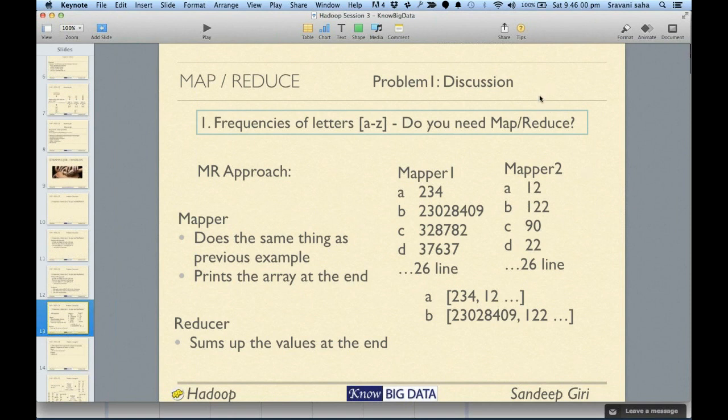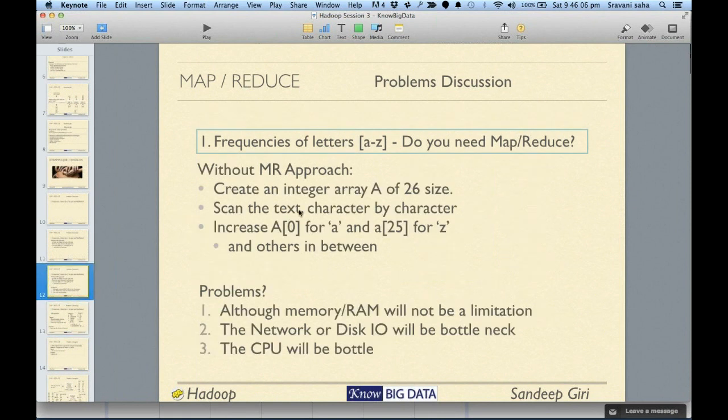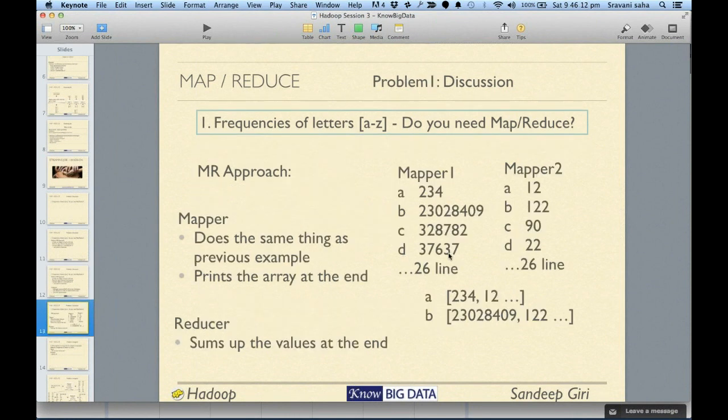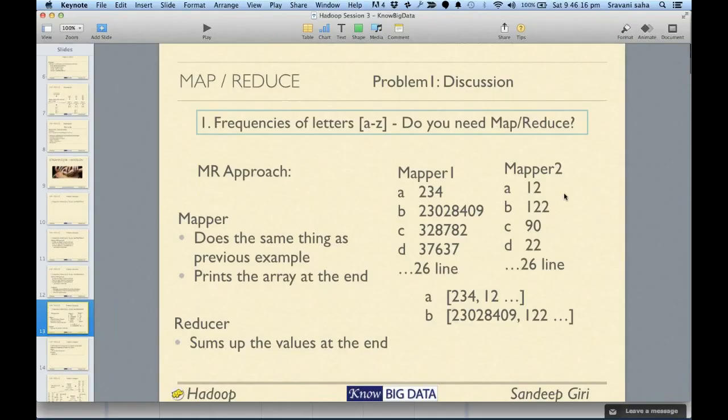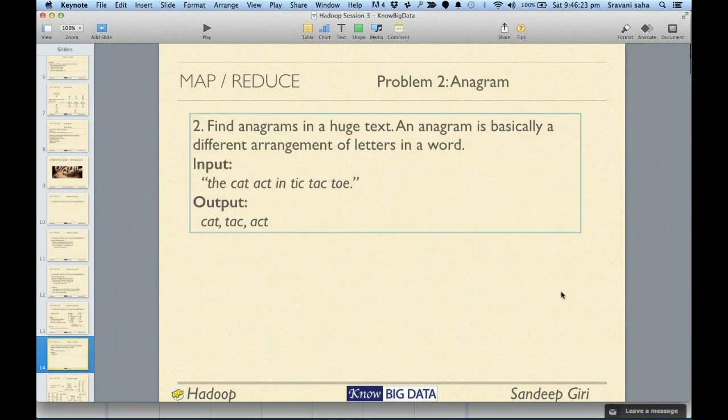Okay. So Srikant's question is, why would there be more than one mapper running on one machine? There would be more than one mapper running on one machine because each block will have multiple lines, right? Multiple lines. And the input which is given to each mapper at one time is a single line.